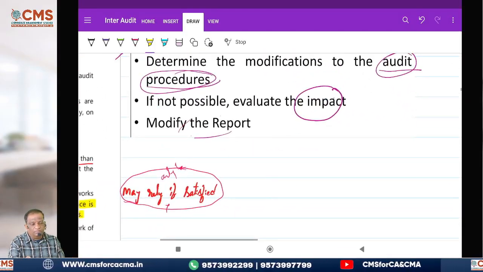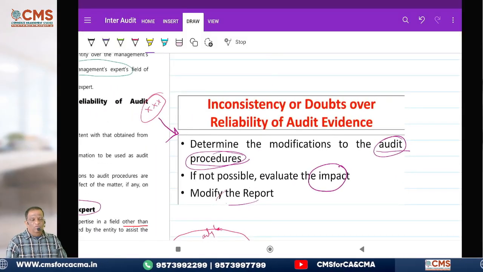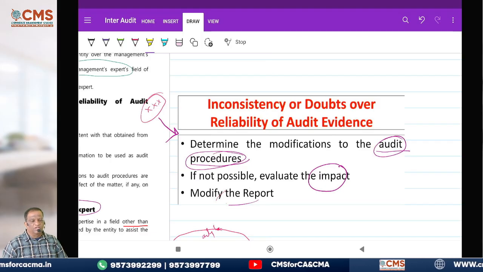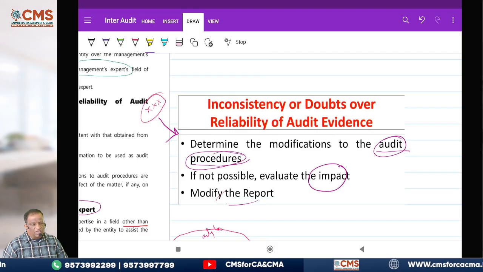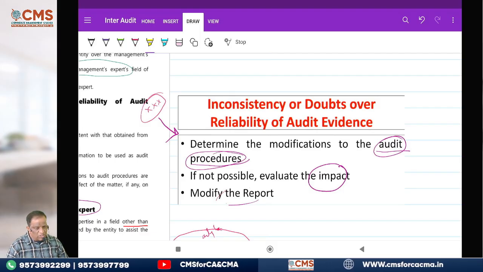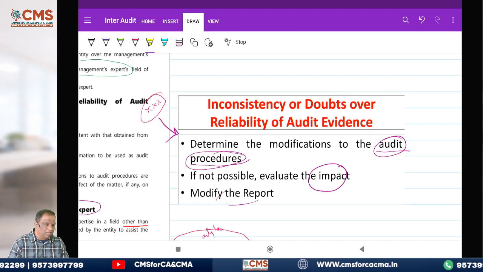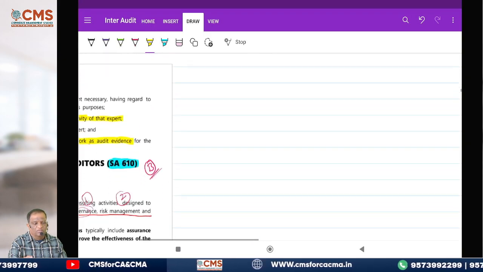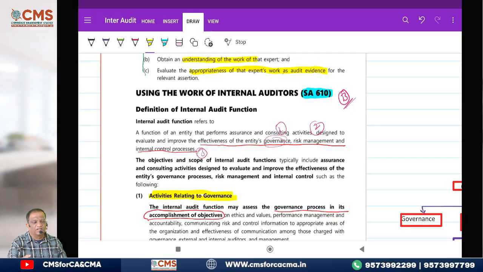Then we come to the last point in this SA 500. What happens if there are inconsistencies or doubts over the reliability of audit evidence? If there is inconsistency or doubt over the reliability of audit evidence, then the auditor will determine the modifications to the audit procedures. If that is not possible, then he will evaluate the impact, and if required, he will modify the report. So this is one negligible piece of it. With this, SA 500 comes to an end.